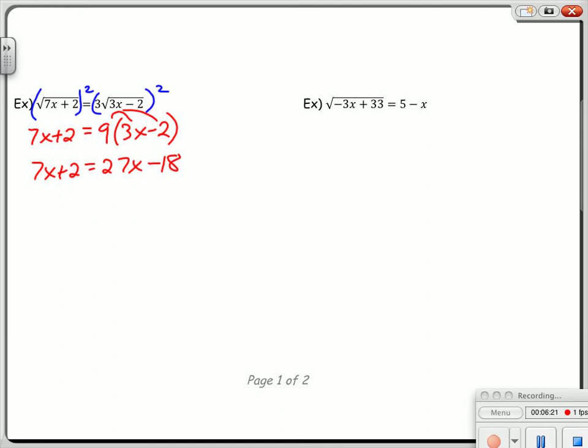Subtract 27 from both sides. Subtract 2 from both sides. And divide by negative 20. X is 1. Just make sure we're all on the same page.